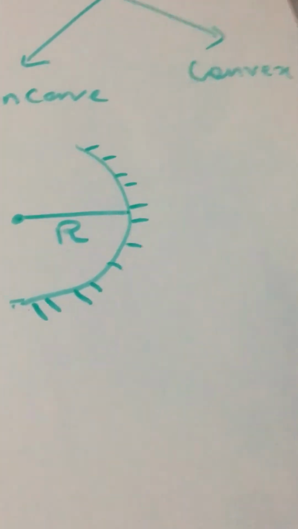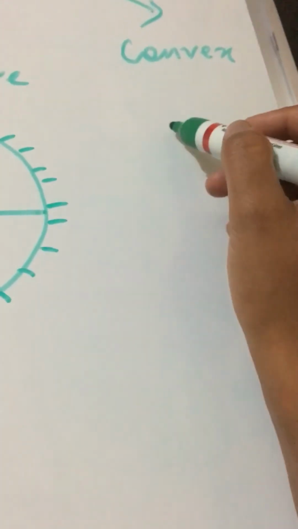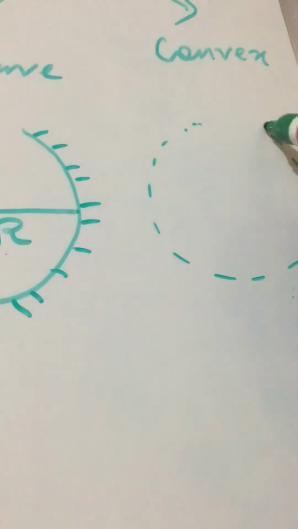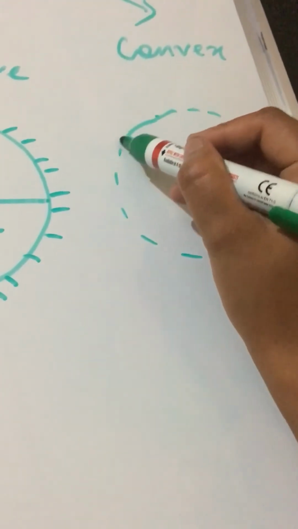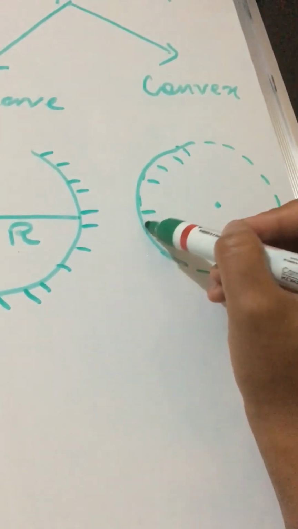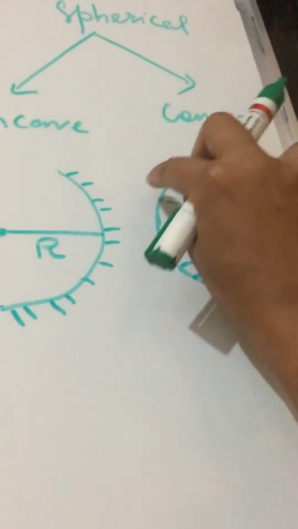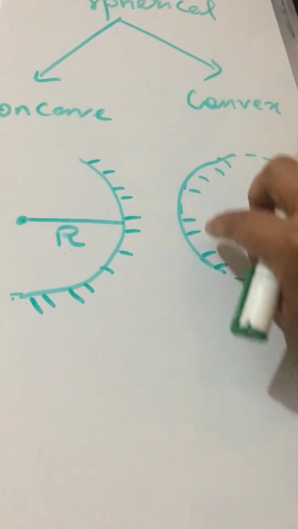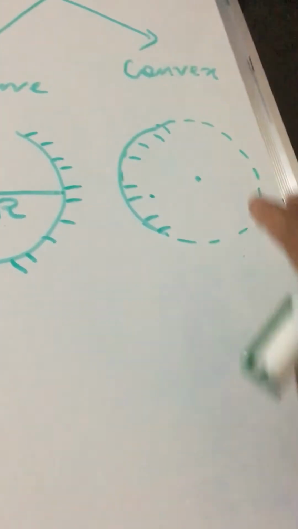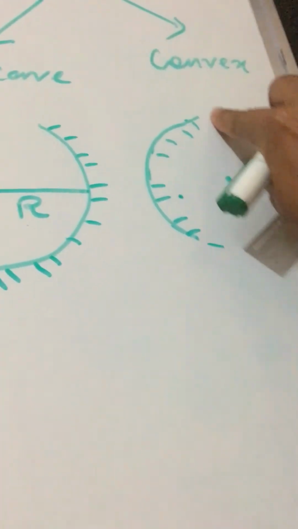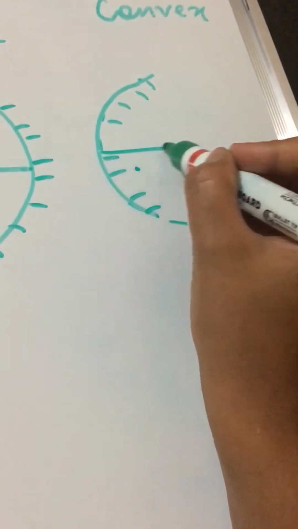Similarly for the convex, the only difference lies in the shape. Now suppose I consider this part, with its radius. If the bulged out, outward part is the reflecting face, while this is the back side of the mirror, then this is a convex mirror. Now I'm removing this part. So this is a part of a sphere. Now suppose this is the radius.